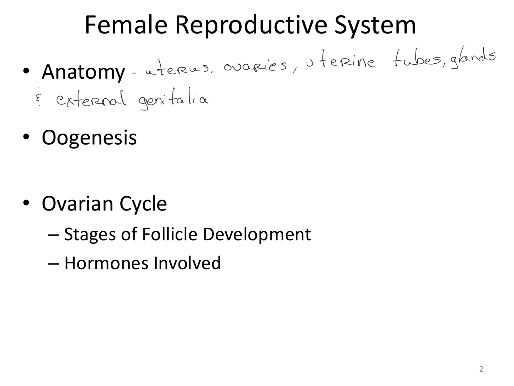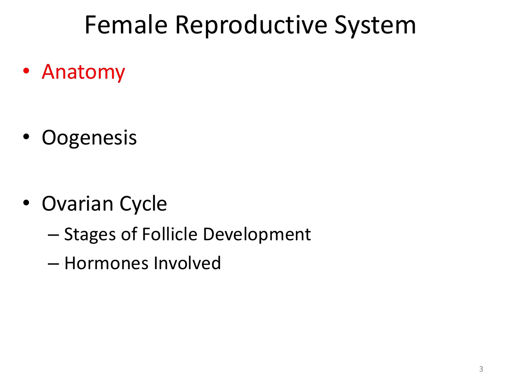We're going to look at oogenesis, which is egg formation. And we're going to look at the ovarian cycle and the uterine cycle. So we're going to look at the stages of follicle development, the hormones involved, and what's happening in the uterus during the monthly cycle. So first, let's start with the anatomy.